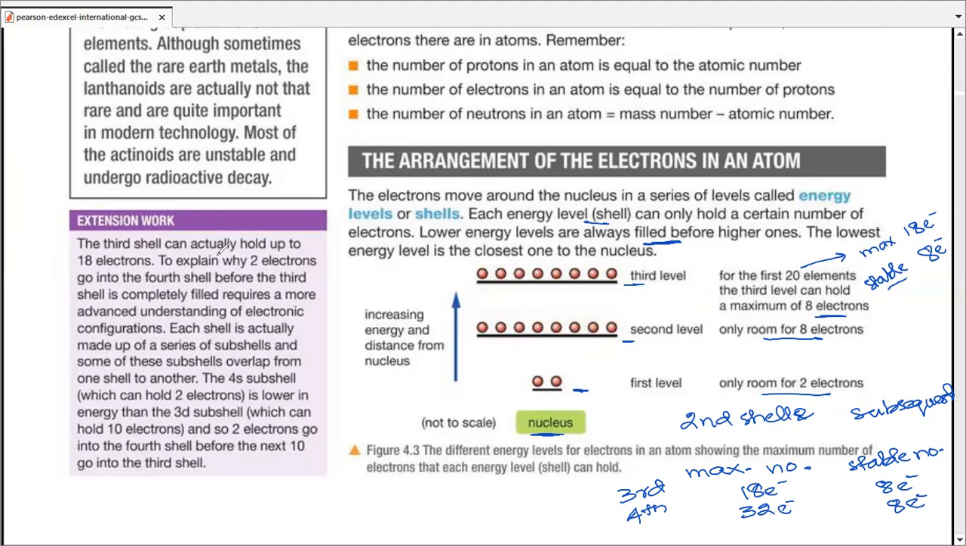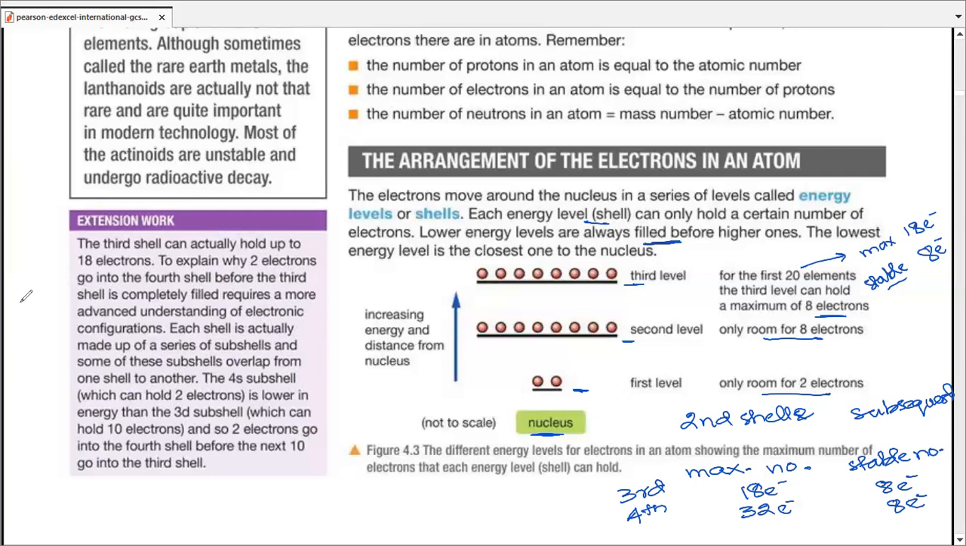This is also explained over here. The third shell can actually hold up to 18 electrons. To explain why 2 electrons go into the fourth shell before the third shell is completely filled requires a more advanced understanding of electronic configuration. To give you a very brief idea, actually every shell is made up of a series of subshells, its bifurcations. Some of these subshells overlap from one shell to another.